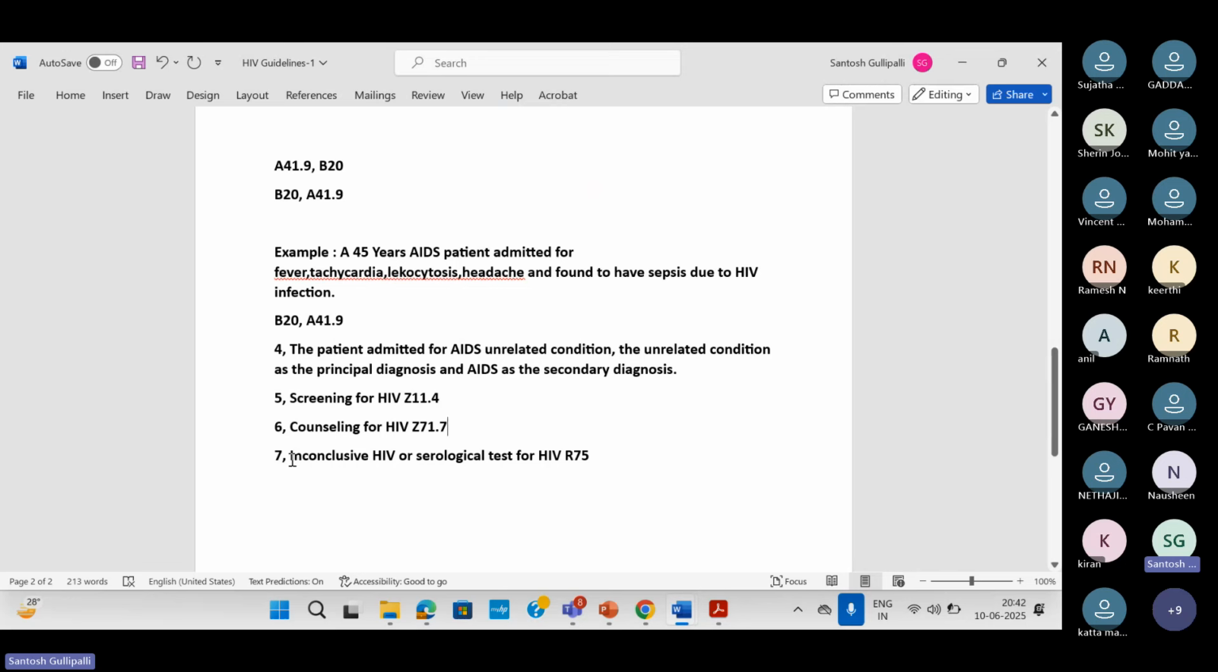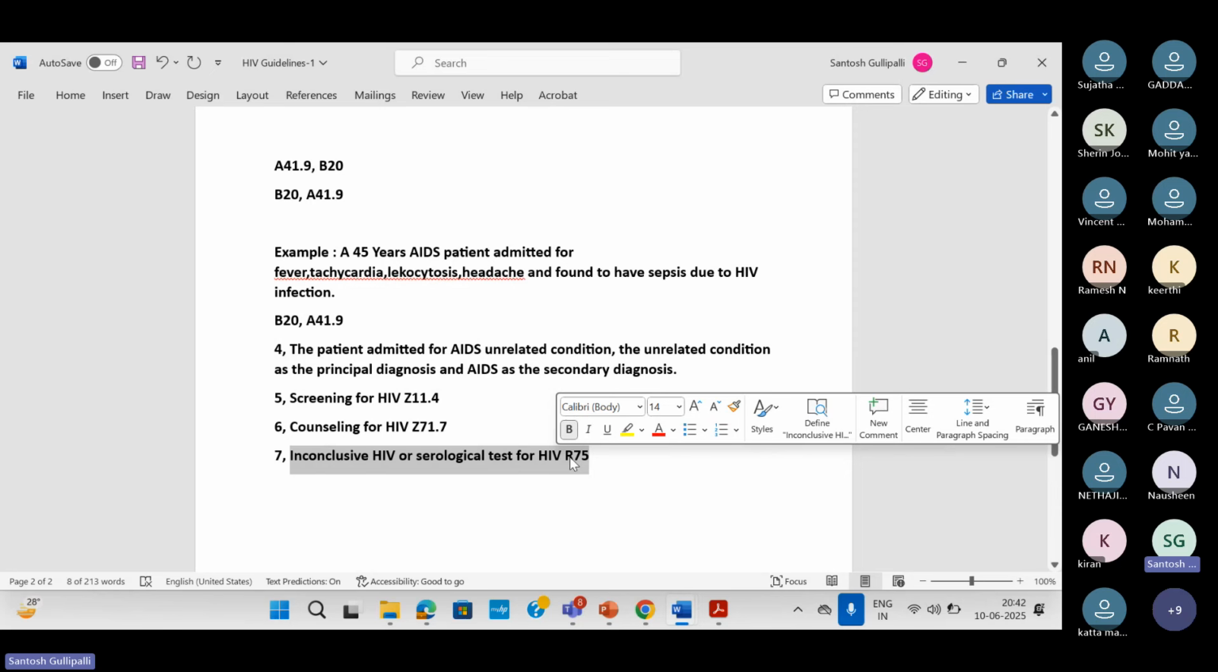Okay, so inconclusive HIV or serological test for HIV, or non-conclusive HIV. The patient comes for an HIV lab test, but the test result is not confirmed, like whether the patient is HIV positive or negative. That time we can assign R75. That is inconclusive HIV or serological test for HIV.